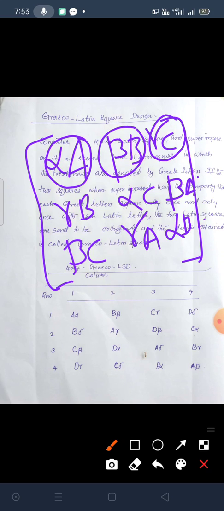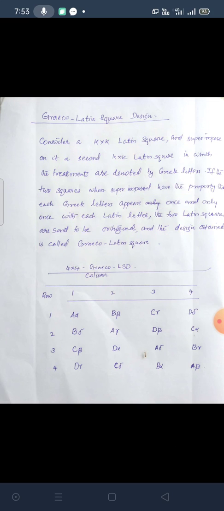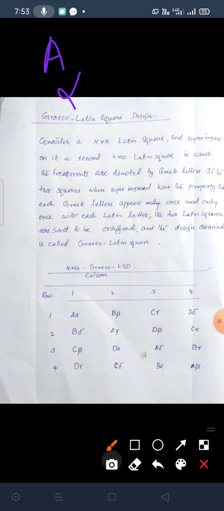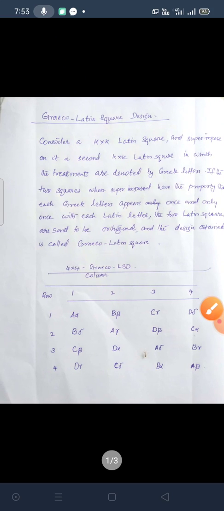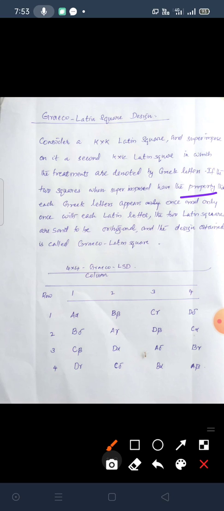So this is superimposing, and it has to satisfy certain conditions to get a Graeco Latin square. What are the conditions? Remember, the first set of treatments is represented by A, B, C Latin letters, and the second by Greek letters. When superimposed, each Greek letter appears once and only once with each Latin letter. That is the condition. The example is here.